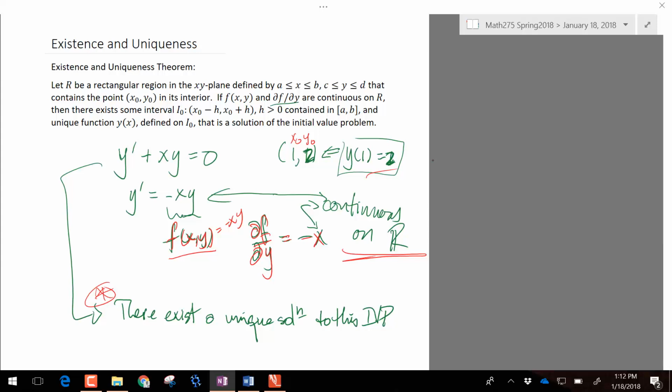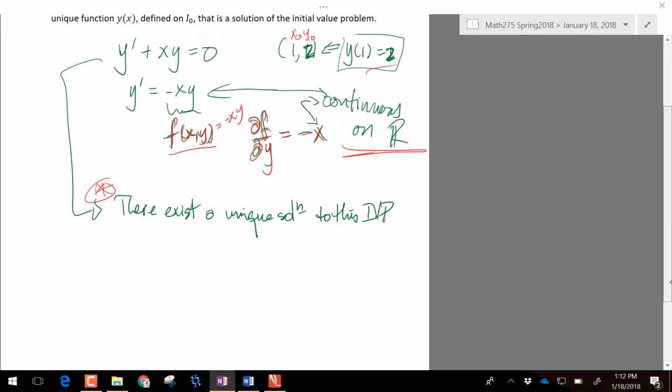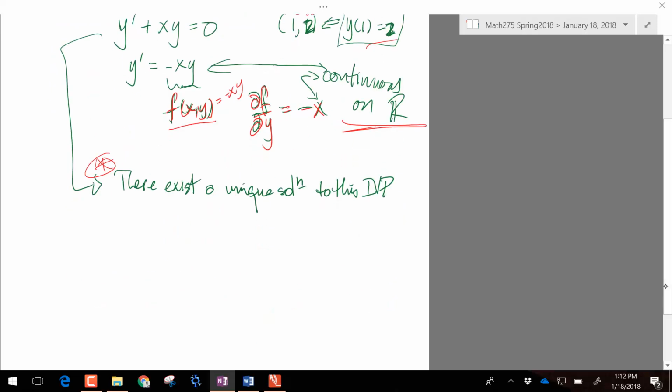Oh, it wouldn't satisfy this theorem if this thing was not defined at something. So if we put a 0 in the denominator or something, there might be an issue. Yeah, but some of those get kind of weird examples.